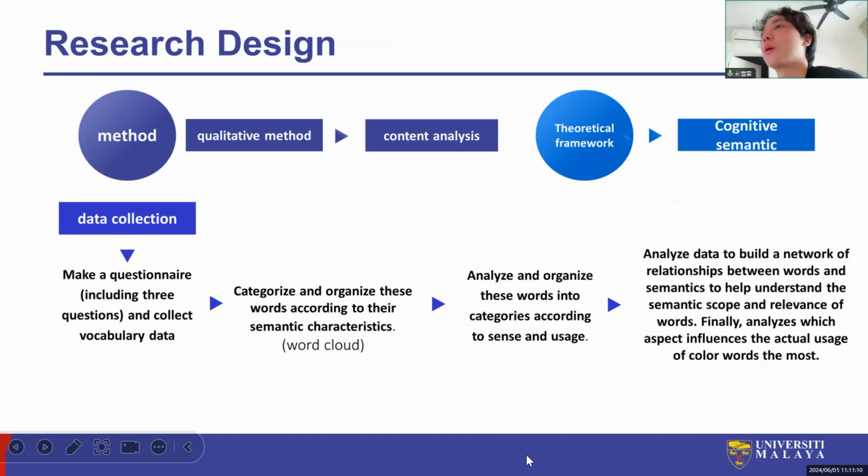Next, I'm talking about the research design. There are three dimensions. The first is the method, the second is the theoretical framework, the last is the data collection. The method that we used is the qualitative method, which is content analysis. The theoretical framework that we used is cognitive semantics. Then is the data collection.